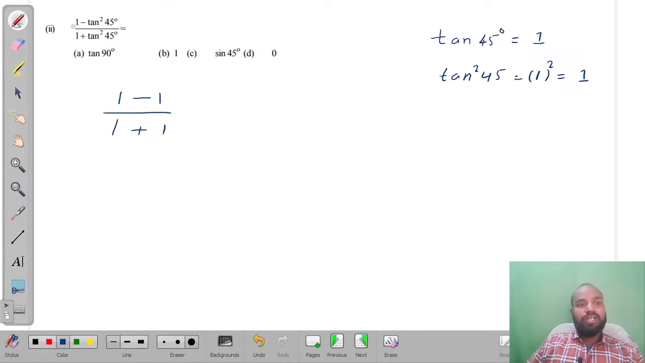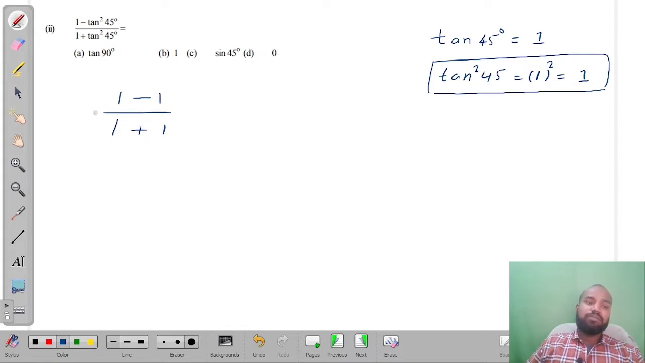Are you clear? So 1 I am writing as it is here, tan square 45. So tan square 45 value is 1. So I am substituting here 1 and 1 plus tan square 45. So as it is, 1 minus 1, 1 plus 1. So by solving this you get 1 minus 1 is 0, 1 plus 1 is 2. So something by 0, sorry, 0 by something is equal to 0. So here four options are given: tan 90, 1, sin 45, 0.